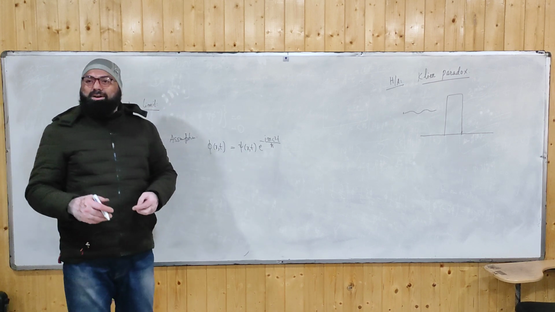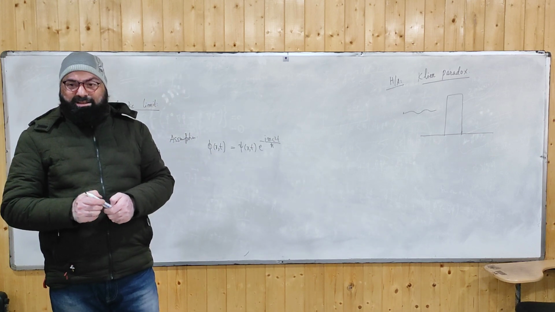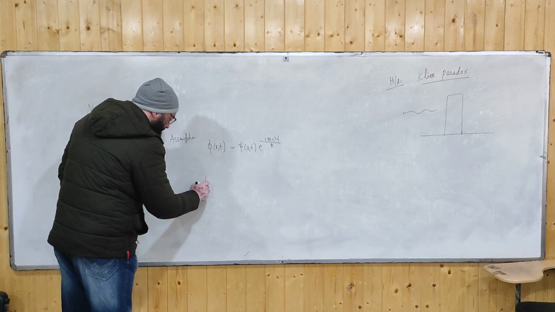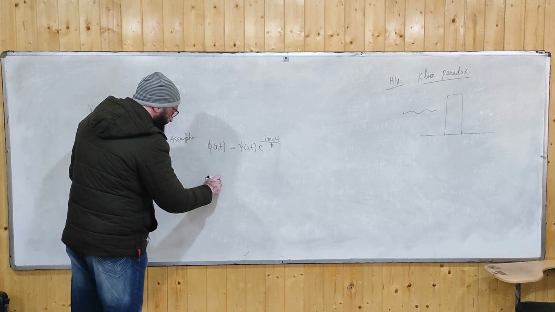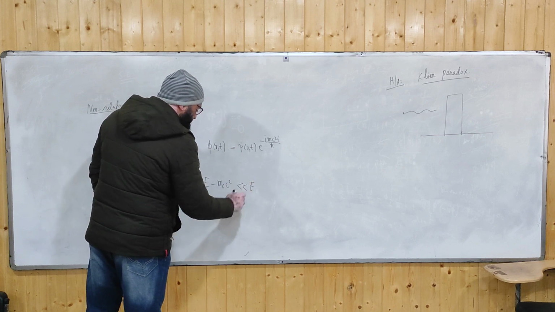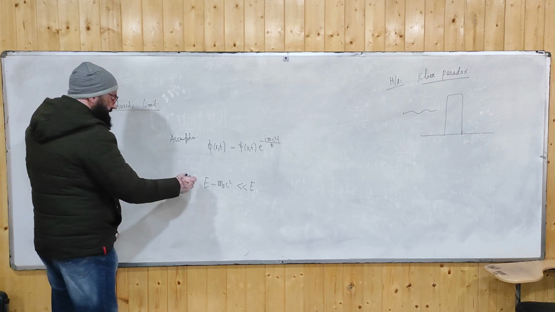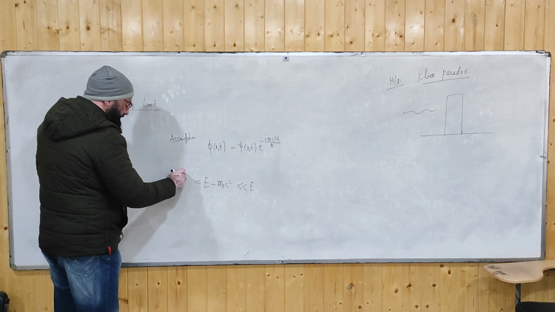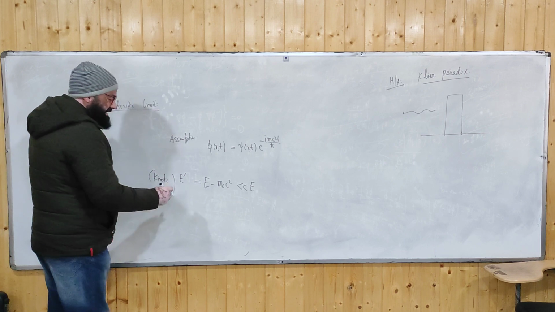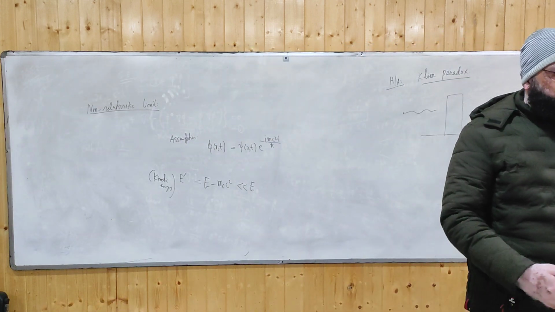Clear? In the non-relativistic limit, the total energy E minus the rest mass energy is very small compared to E. So this difference, let's write it as E prime, is what you usually call the kinetic energy, because the kinetic energy is very small compared to the rest mass energy. Is that true? So this is the non-relativistic limit.